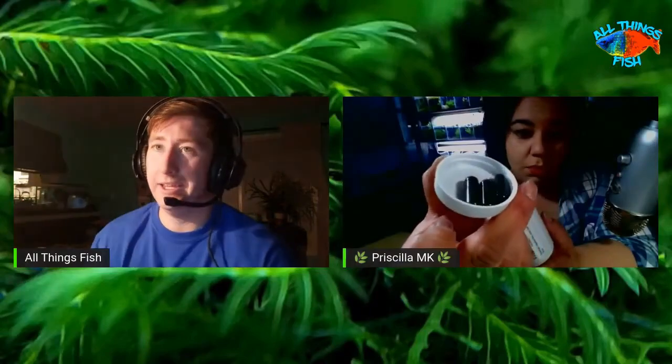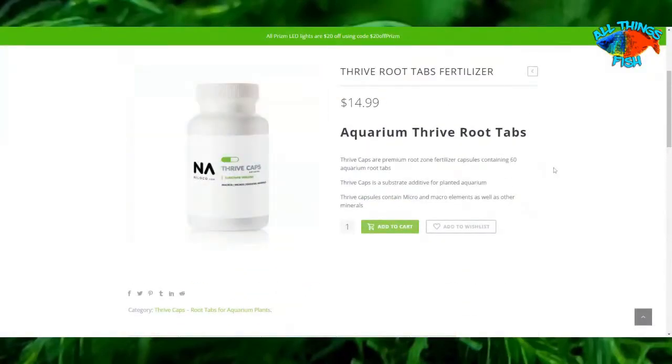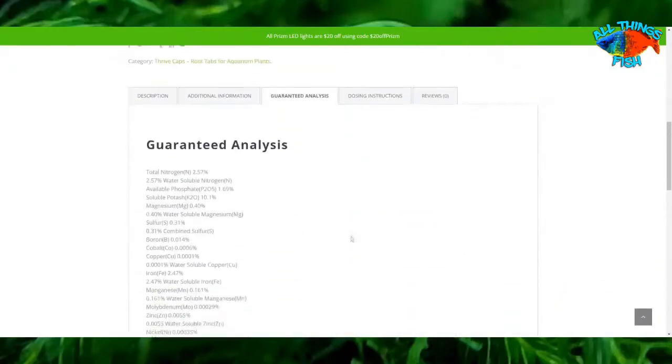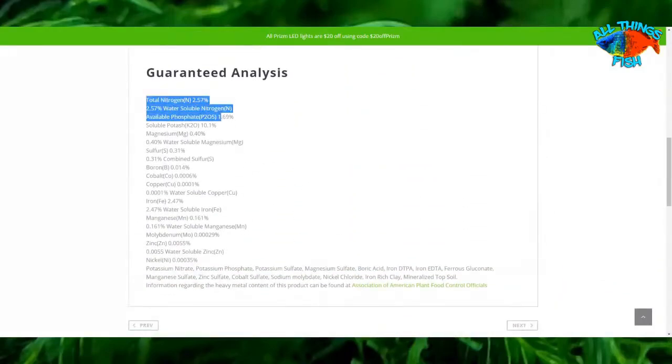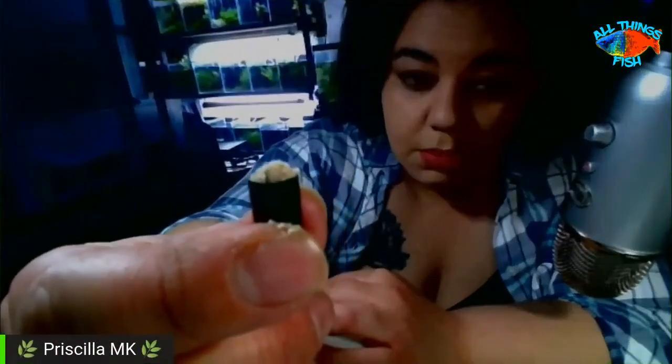So in those, like I said, it's a fertilizer tab that just slides right down into the substrate, and as that gel cap dissolves, it'll release nutrients such as nitrogen, phosphate, magnesium, sulfur, boron, cobalt, copper, iron, manganese, etc. This is how some people will supplement their heavier root feeders, like your swords and crypts. Oh, that's awesome. Let's blow that up for a second so you can see that.